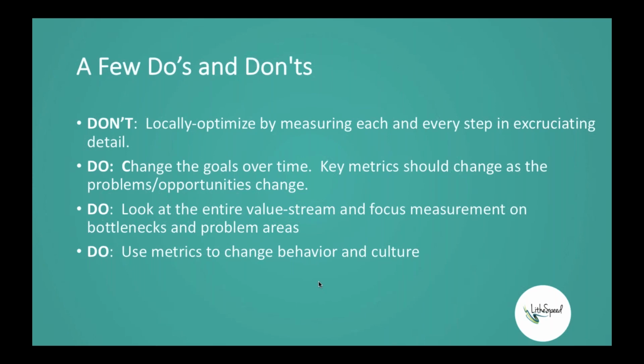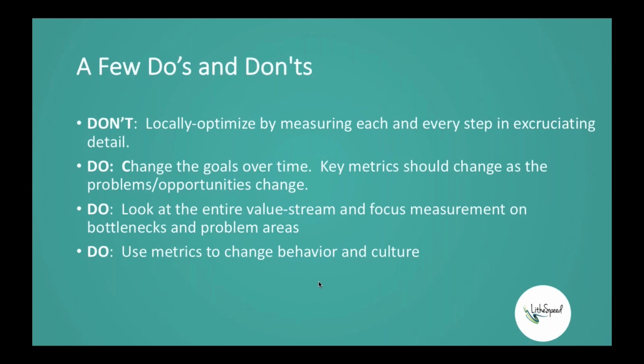And those problems and opportunities will change over time. So I do like to see that the metrics are actually changing, and what we're measuring 6 months from now or a year from now might be different because the situations have changed. Don't get stuck in just measuring the same thing year after year after year. I've talked about the next one already, looking at the entire value stream and really focusing the measurement system on the bottlenecks and the problem areas and the major delays that are keeping us from getting things into production quickly.